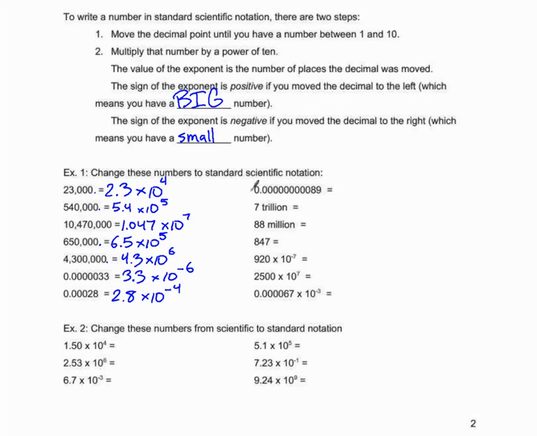This one, my number between 1 and 10 is 8.9, times 10. We're going to move the decimal to the right. It's a very small number, so the exponent is negative. 1, 2, 3, 4, 5, 6, 7, 8, 9, 10. 8.9 times 10 to the negative 10th power.